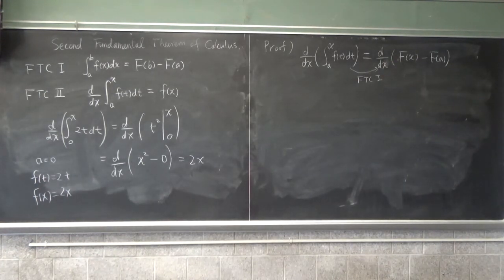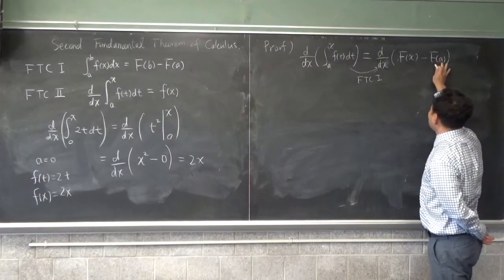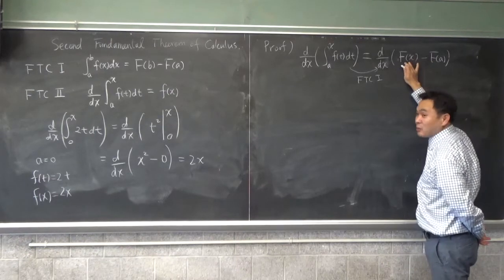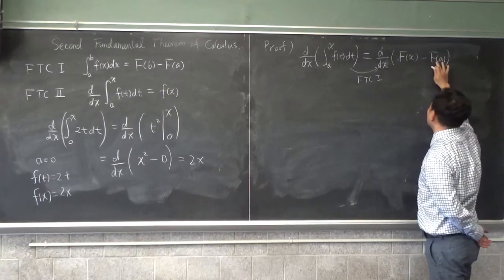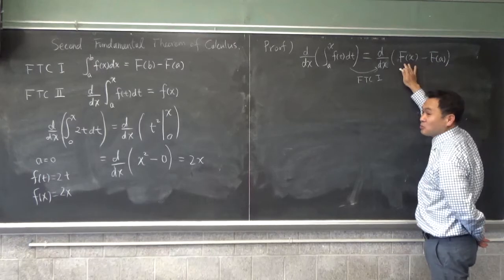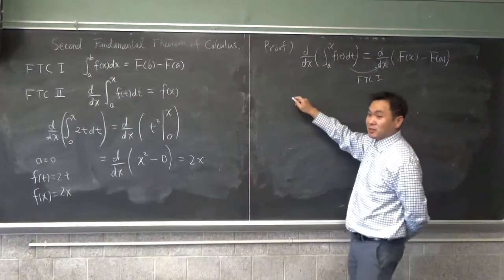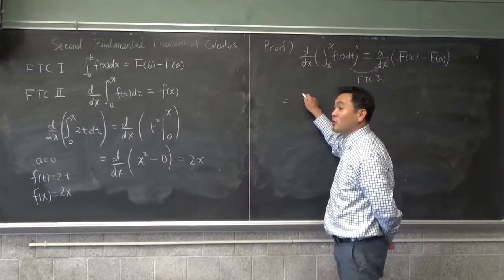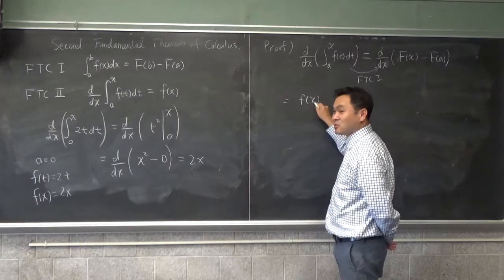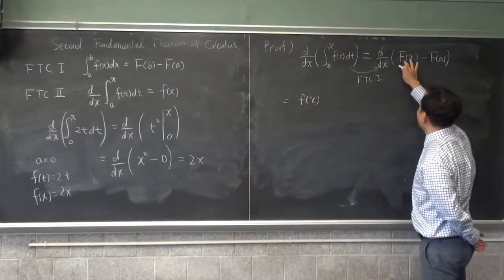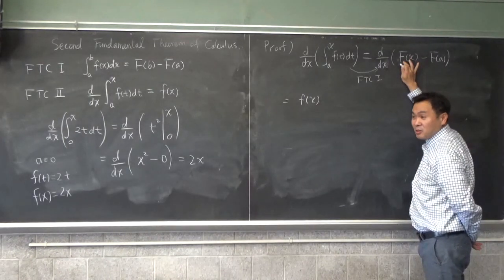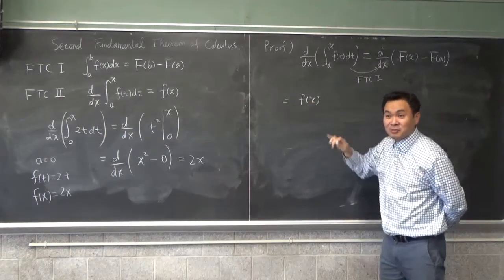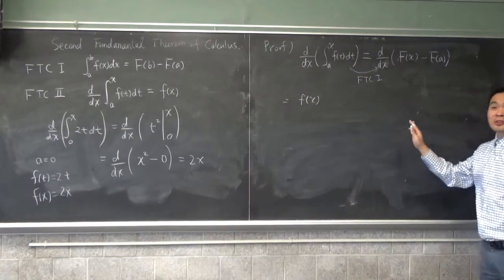Now, here's a question. Again, this just means derivative, right? So you have to answer two things. What's the derivative of capital F of x? What's the derivative of capital F of a? First question, what is the derivative of capital F of x? Small f of x, right? Yeah, because by definition, capital F is the antiderivative. So if you differentiate F, you better be getting your f of x back. So far, so good?